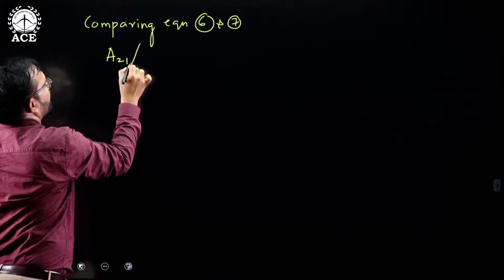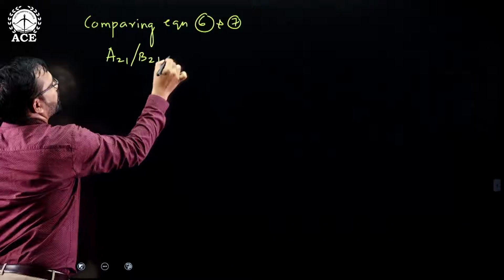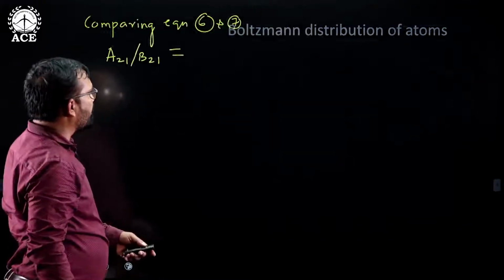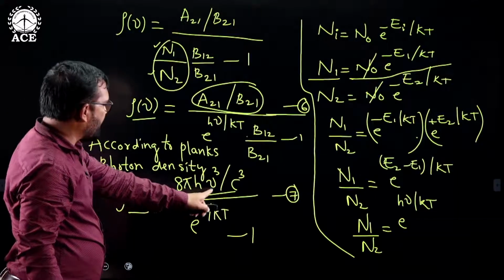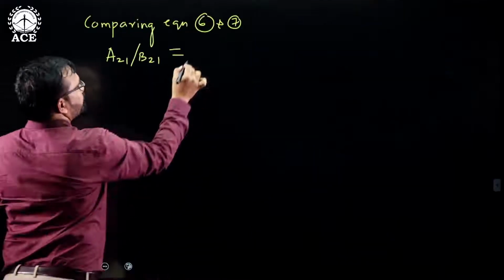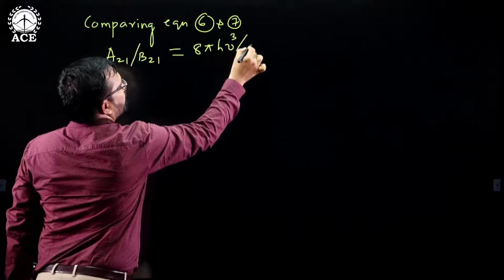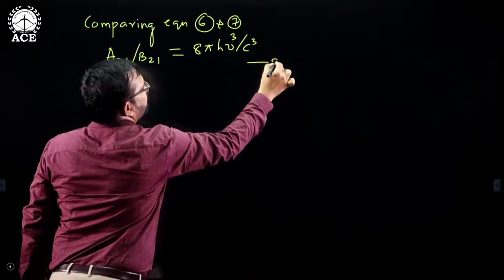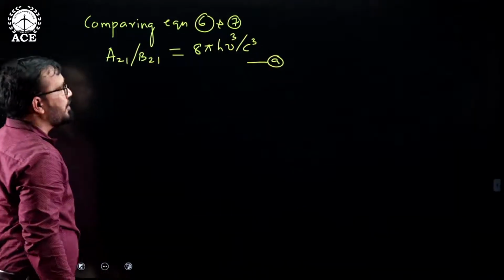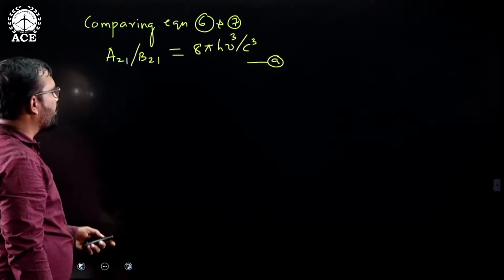So A21 by B21 is equal to what can we write here? 8 pi h nu cube by c cube. Let it be equation A.